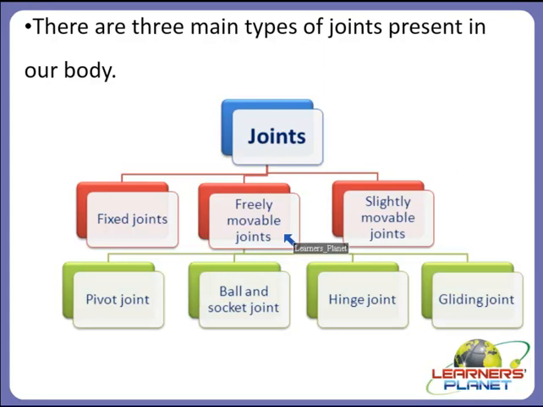Now here we know that freely movable joints can move quite freely and allow a variety of movements. They are further divided into four. Here I've mentioned only four. There are basically six, but we are going to study four of them. The first freely movable joint is the pivot joint. Second is the ball and socket joint, third is the hinge joint, and fourth is the gliding joint.